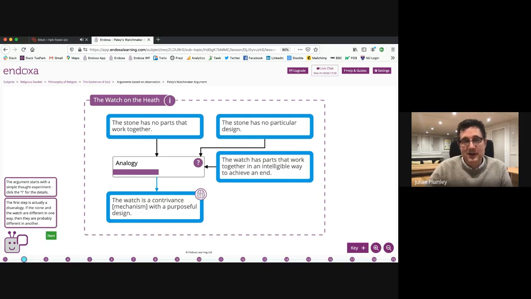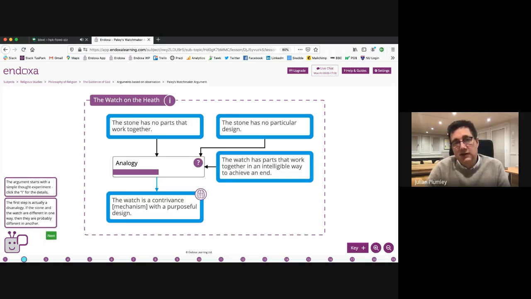So the first step here, analogy arguments, what they say is two things are similar in one way, so they're probably similar in another way. And this step's slightly different because it's actually a disanalogy. It says two things are different in one way, so they're probably different in another way. So it's the comparison he's using between the watch and the stone to get him to this conclusion.